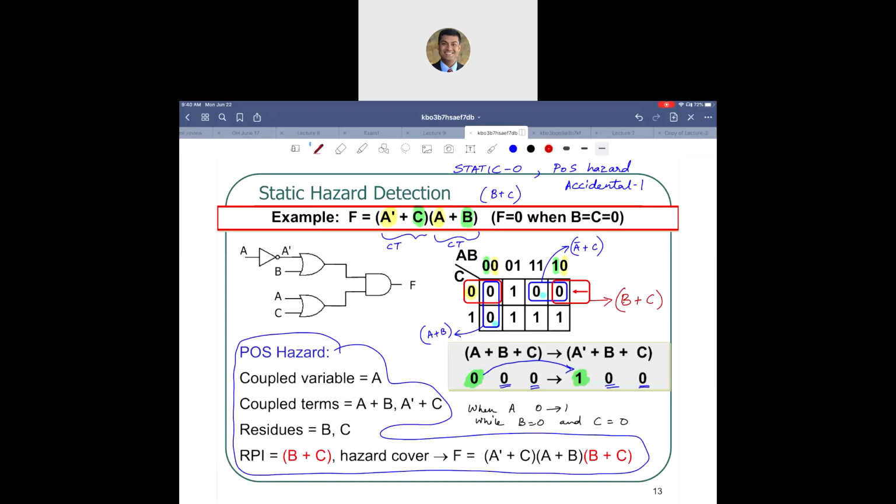All right. So similar story, except that now we are looking at the zeros and the product of sum forms. But in general, it's the same story. Also note that this is 0 to 1 change. The previous one was from 1 to 0 change. And this is the POS, right? Or, and. So it's the POS forms.